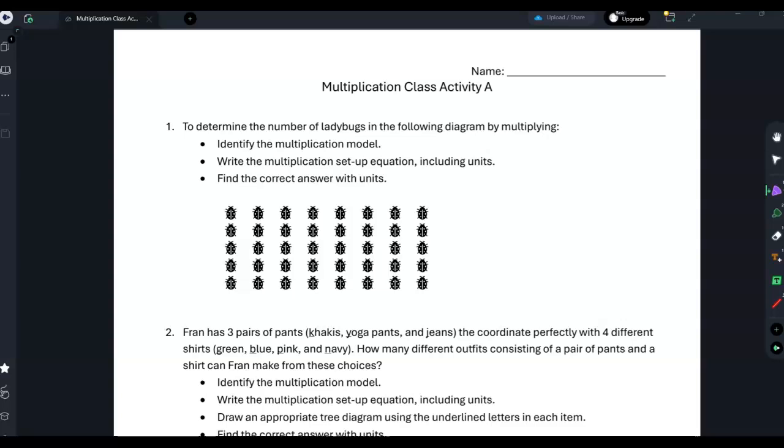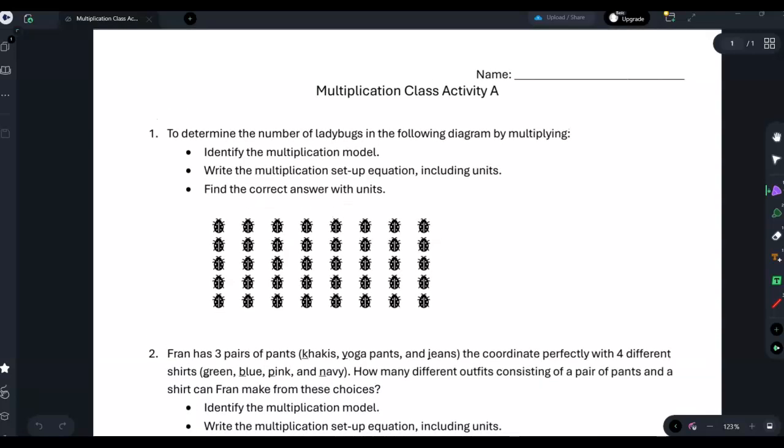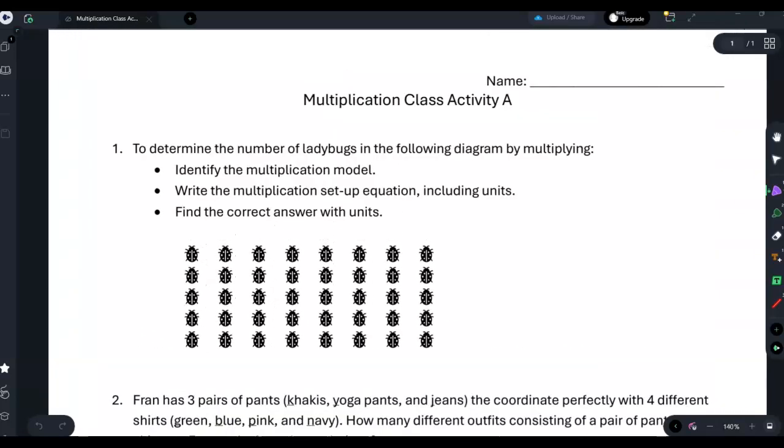For this problem, it says to determine the number of ladybugs in the following diagram by multiplying, and it wants us to start by identifying the multiplication model, and then write the multiplication setup equation, including our units, and then find the correct answer with those units.